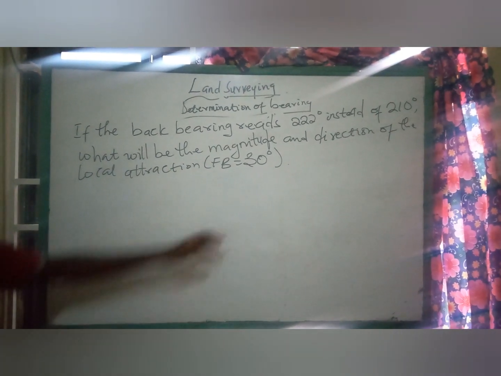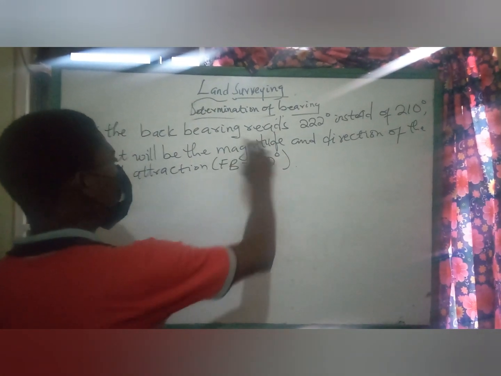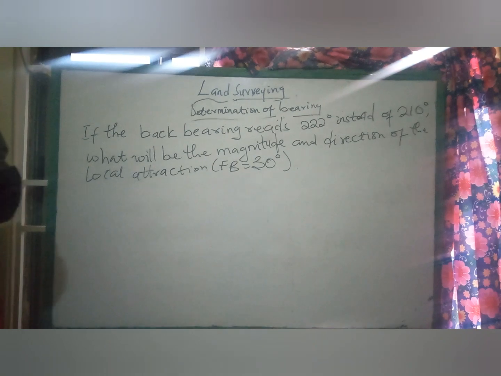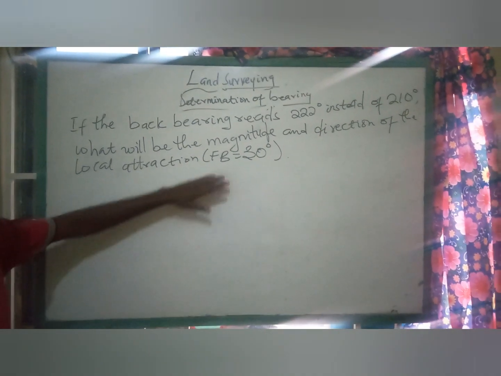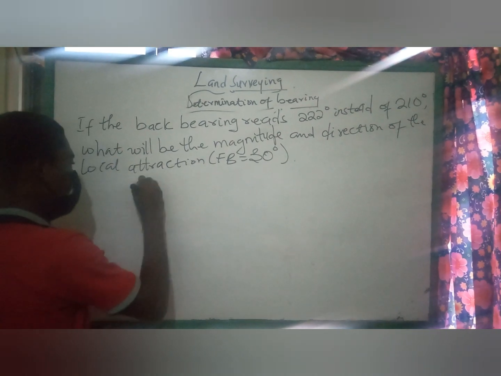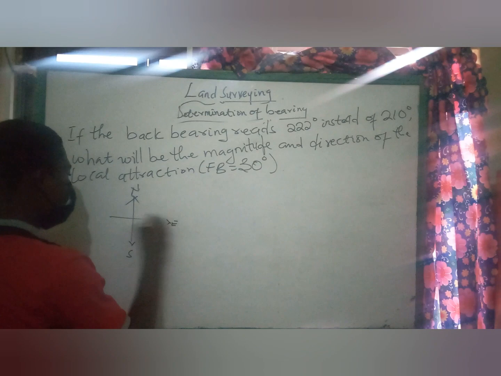We are going to use what we just did. If the back bearing reached 222 degrees instead of 210, what will be the magnitude and direction of the local attraction if still the forward bearing is there? So let's create a diagram for this. Creating a diagram, I know this is my north, this is my south, my east.